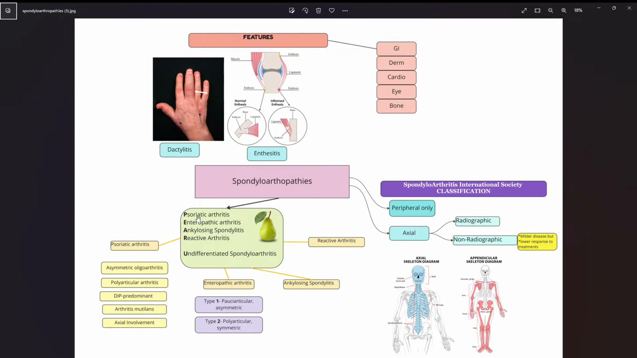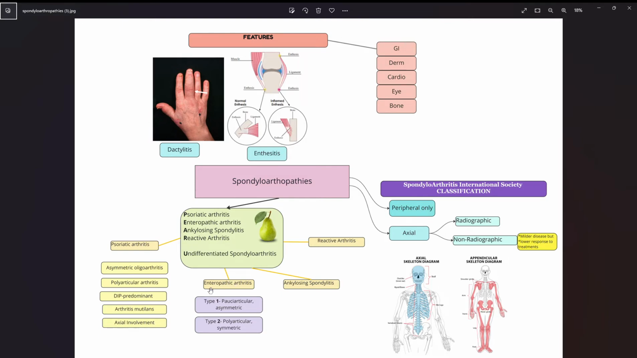Now, under psoriatic arthritis, there are also 5 subtypes, which could be talked about more in a different video, but basically, a short summary would be asymmetric oligoarthritis, so a few joints, but not symmetrical on both sides. Polyarticular, more joints involved. DIP predominant, so the distal interphalangeal joints, kind of like osteoarthritis. Then there's arthritis mutilans, which is a more serious, more erosive form of psoriatic arthritis. And then axial involvement, of course, involving the spine.